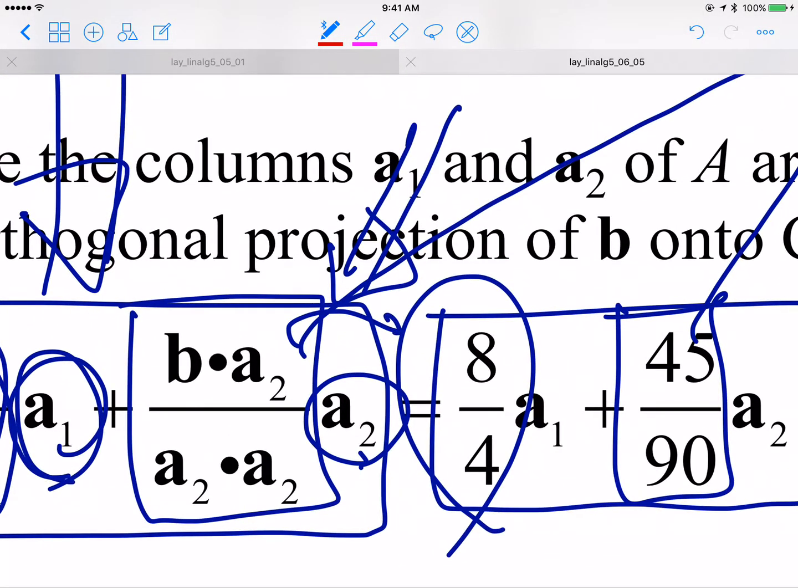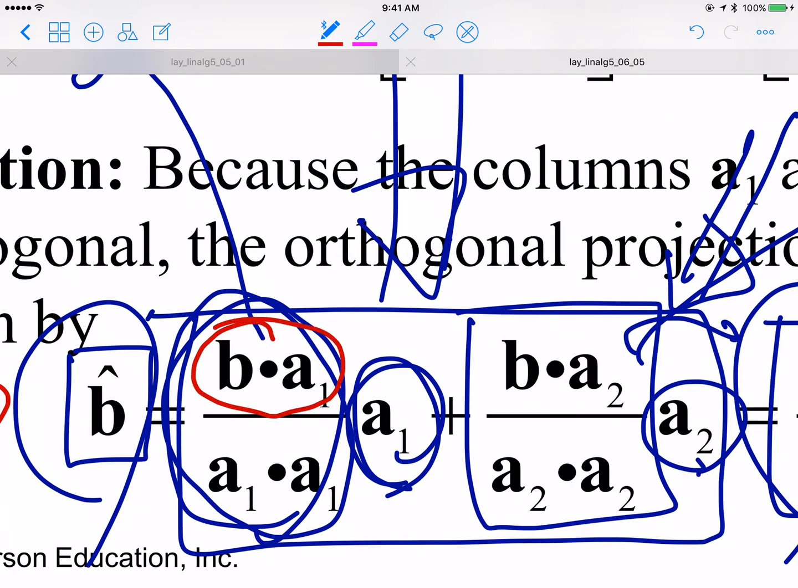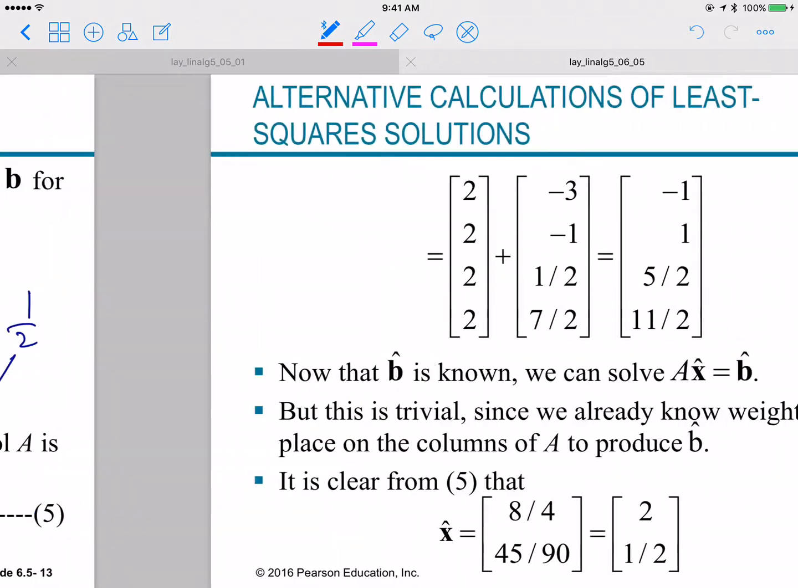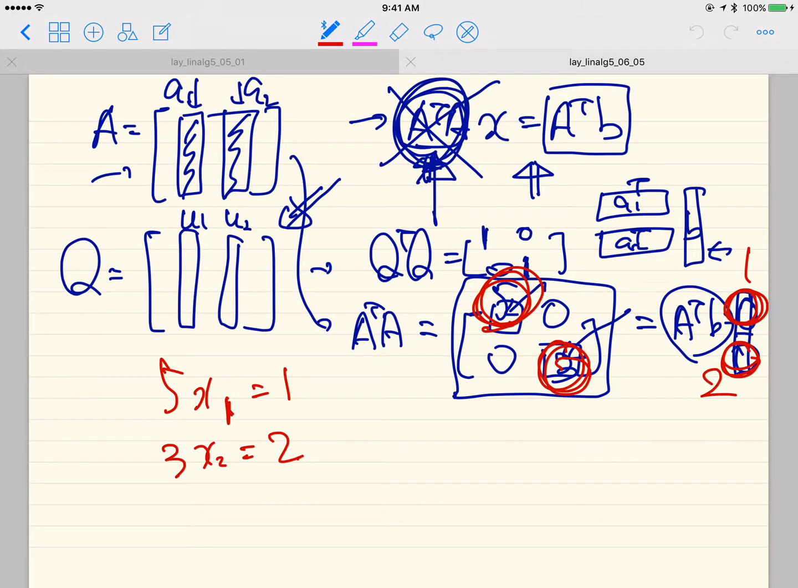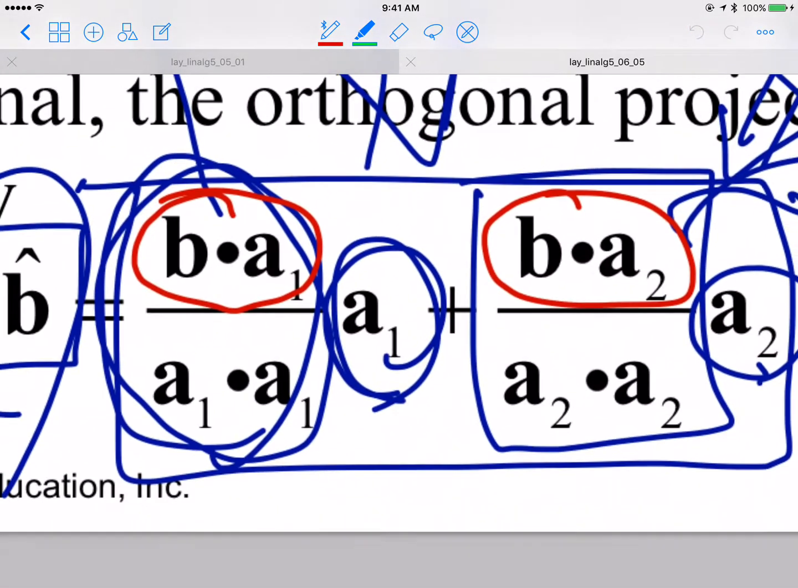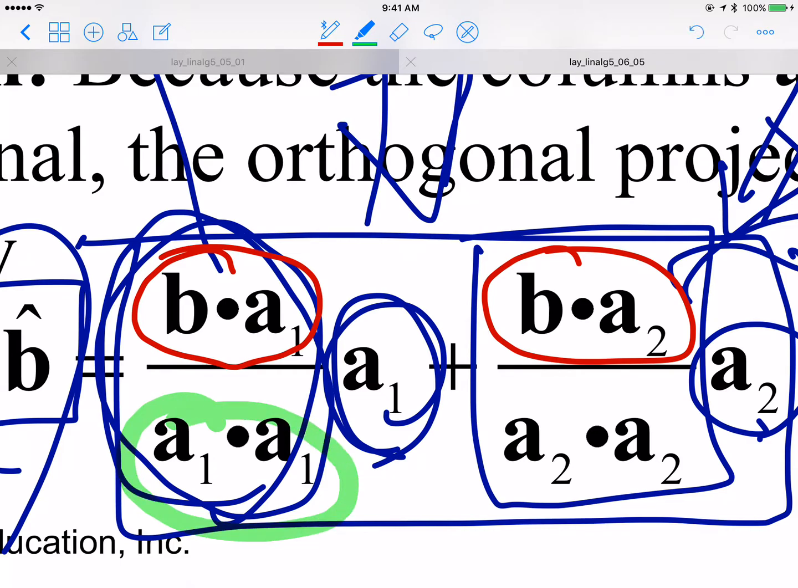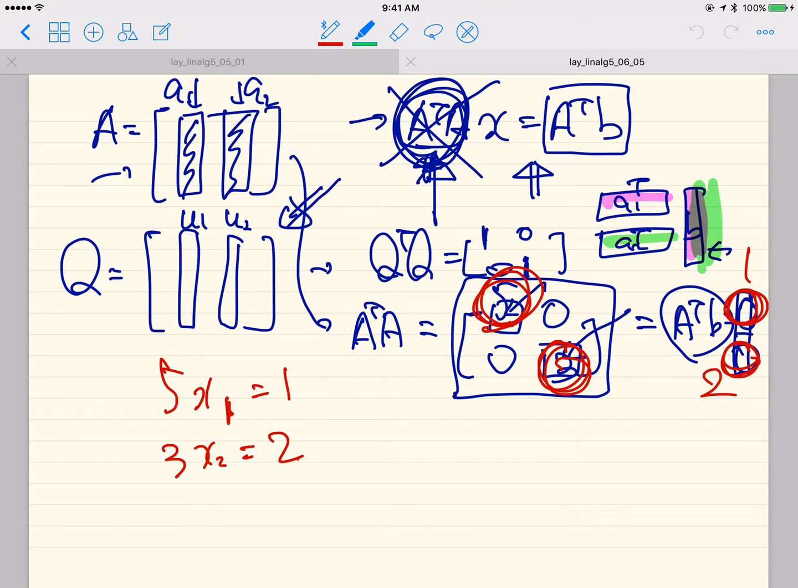Let's see why. These guys, B inner product with A1 and B inner product with A2, these two, are the numerator part. And then what is the denominator in this orthogonal projection? The denominator was the squared length of each vector, which are orthogonal bases, right? And they are coming from here, right?